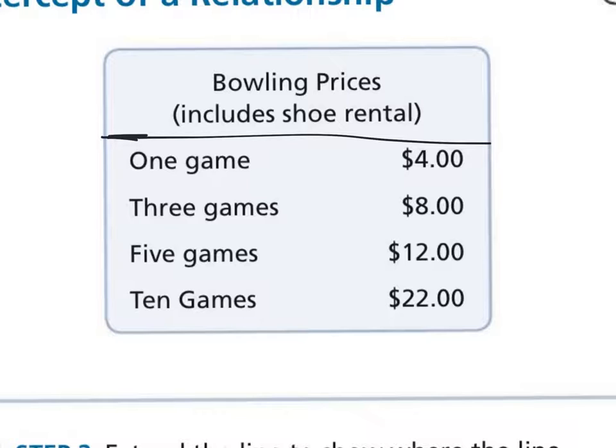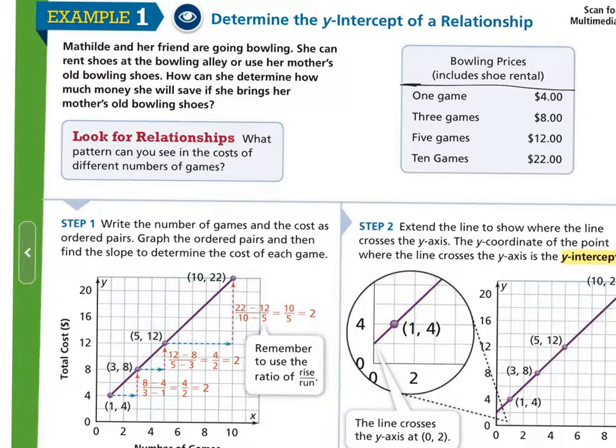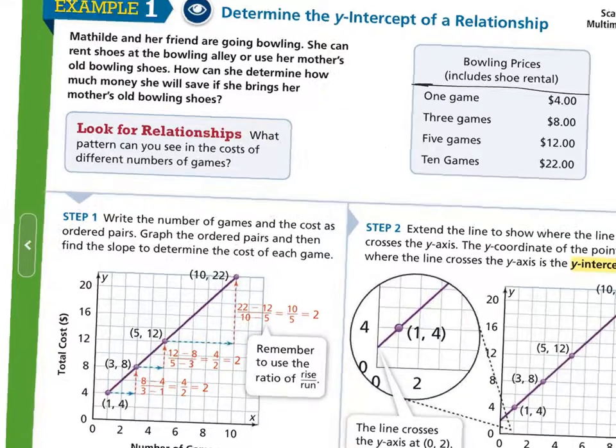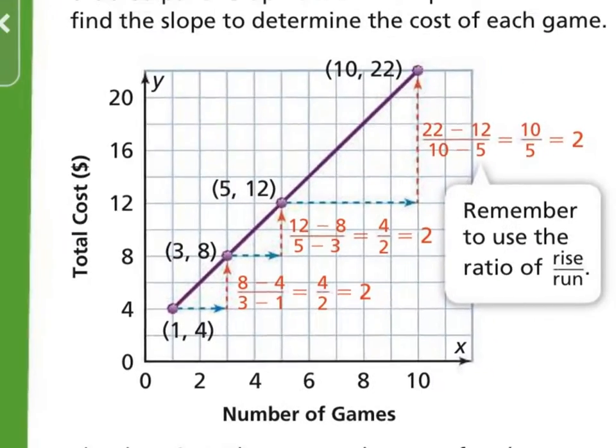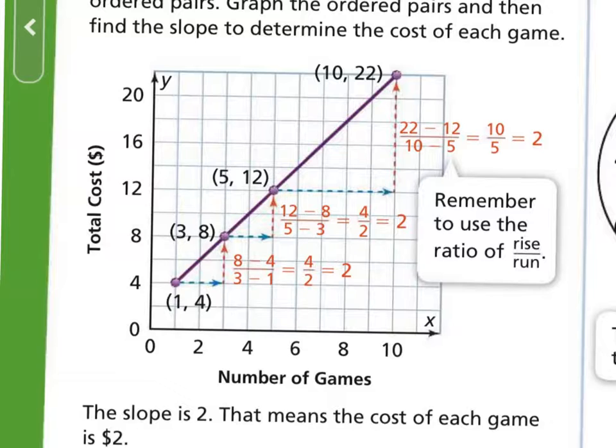So one game with shoes is $4, 3 games is $8, 5 is $12, and 10 is $22. So one thing we could do here would be to make those kind of as ordered pairs. Like one game was $4, we could make that the point (1, 4), where x is the number of games and y is our total costs. Then we have another point (3, 8), another (5, 12), another (10, 22).